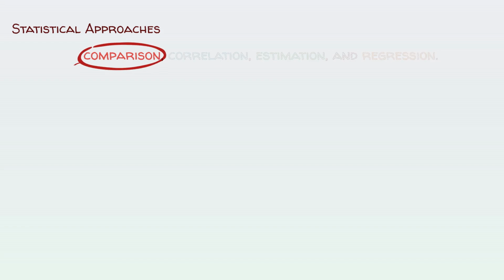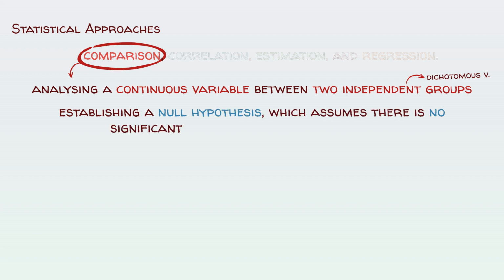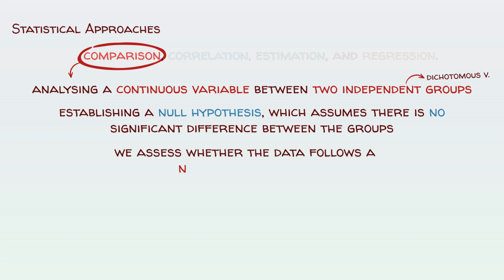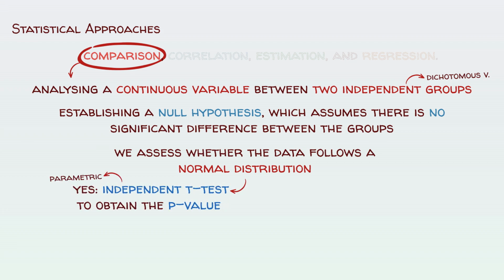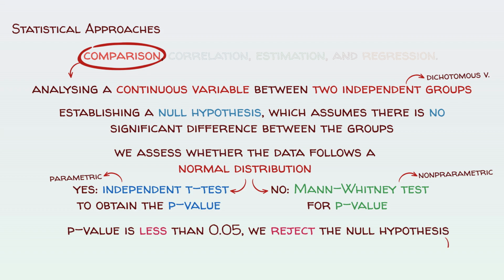So as a quick recap, there are four main statistical approaches: comparison, correlation, estimation, and regression. One type of comparison involves analyzing a continuous variable between two independent groups. For this, we begin by establishing a null hypothesis, which assumes there is no significant difference between the groups. Next, we assess whether the data follows a normal distribution. If it does, we perform an independent t-test to obtain the p-value. If it does not, we use the Mann-Whitney test instead. If the resulting p-value is less than 0.05, we reject the null hypothesis.